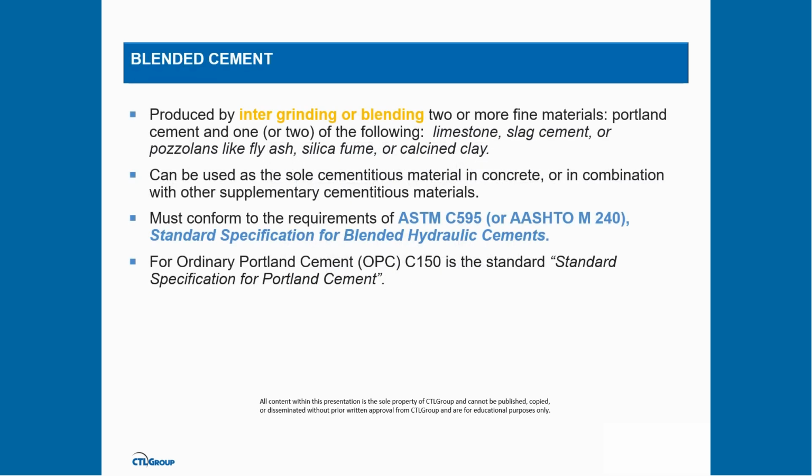Blended cements are produced by intergrinding or blending two or more fine materials: Portland cement, one or two forms of limestone, slag cement, and pozzolans like fly ash, silica fume, or clay. It can be used as a sole cementitious material in concrete, or in combination with other SCMs. It should conform to the ASTM C595 specification, which is the standard specification for blended hydraulic cements. For ordinary Portland cement, the standard is C150.